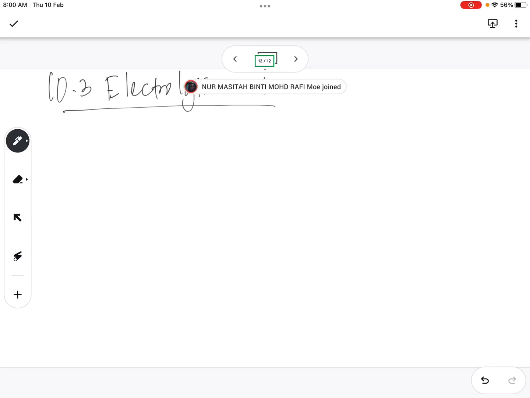Good morning to all. Today we're going to look at 10.3 electrolytic cell. First, kita akan lukis electrolytic cell. Before that, just a brief introduction about electrolytic cell.